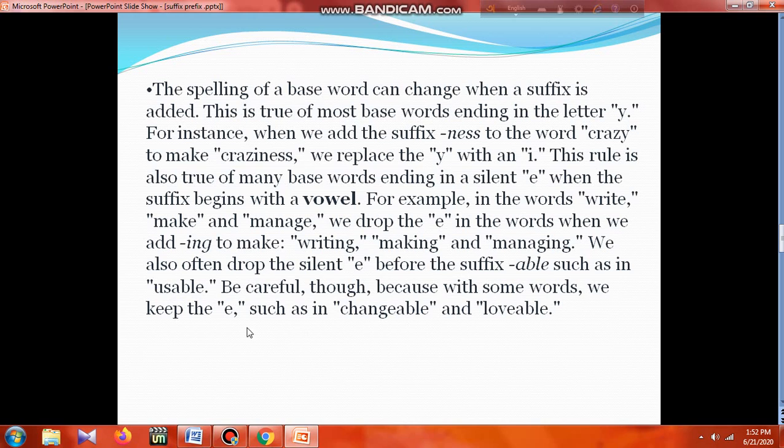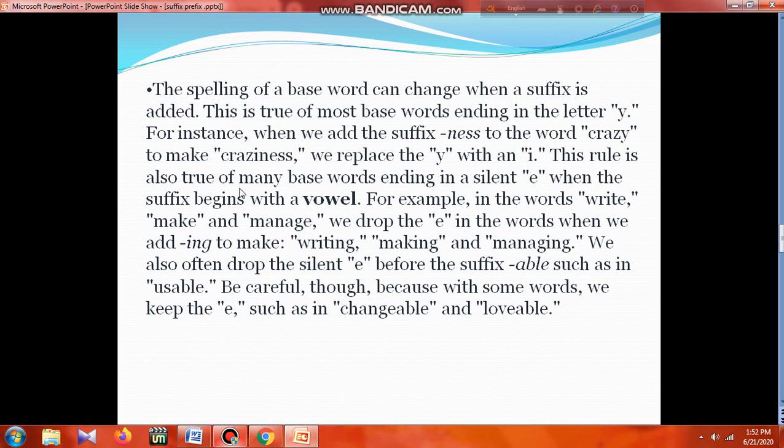So these are the three things here. The y is eliminated and an i is added, then the e is dropped in some cases. In the case of -able, here also the e is dropped. But be careful, because with some words we keep the e, such as changeable, lovable. To some extent they remain as they were. So this is a variation of suffixes.